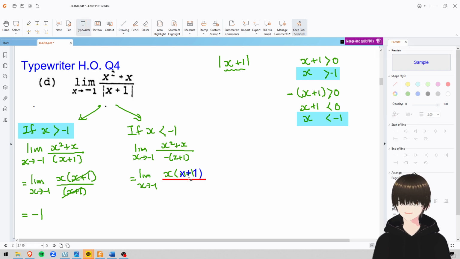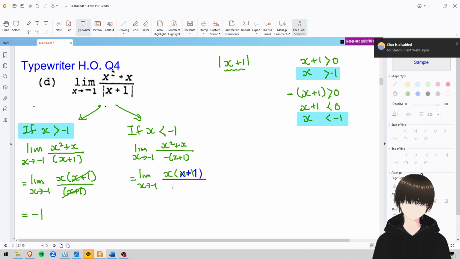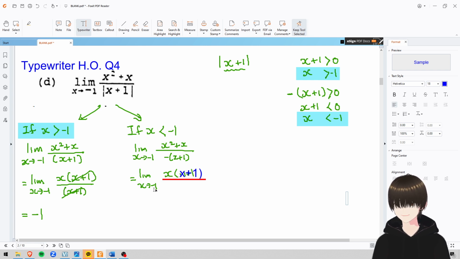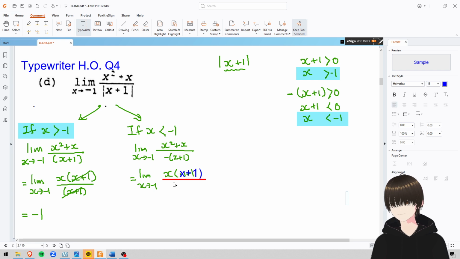Anyways, for whatever reason, everything is spazzing out. So I hope you understand. x plus 1, all over negative x plus 1. The x plus 1s will cancel each other out, leaving you with a negative x. A negative x, as x approaches negative 1, means that the limit is going to be positive 1. That means the left side and the right side are not equal. So this limit doesn't exist.